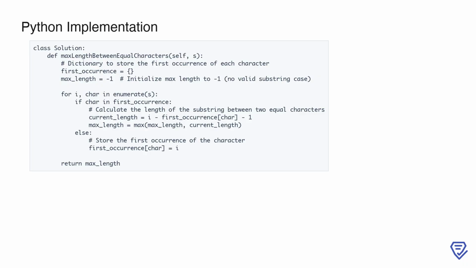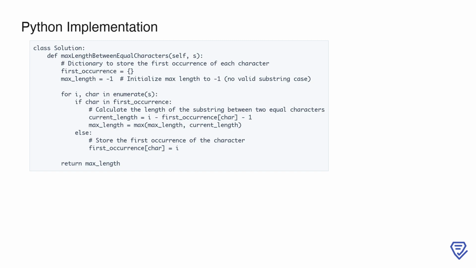If the character does not exist in the dictionary, it is added, with its value set to the current index I. This ensures that only the first occurrence of each character is stored, which is critical for calculating the correct substring lengths. Finally, after processing all characters, the function returns max_length. This represents the length of the largest valid substring found, or -1 if no such substrings exist.